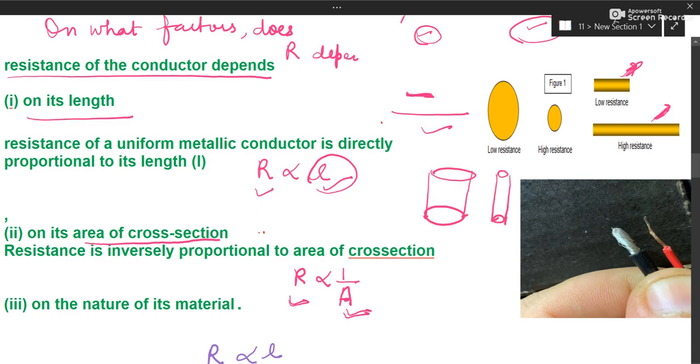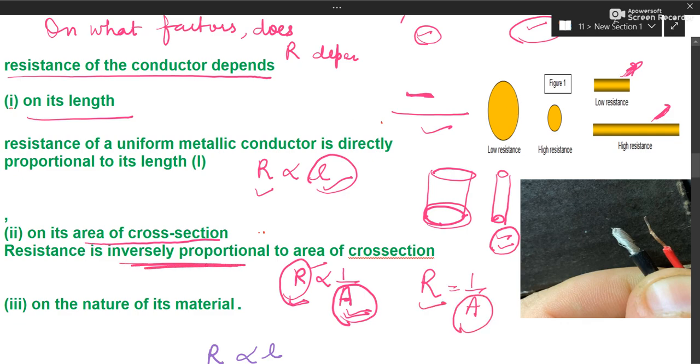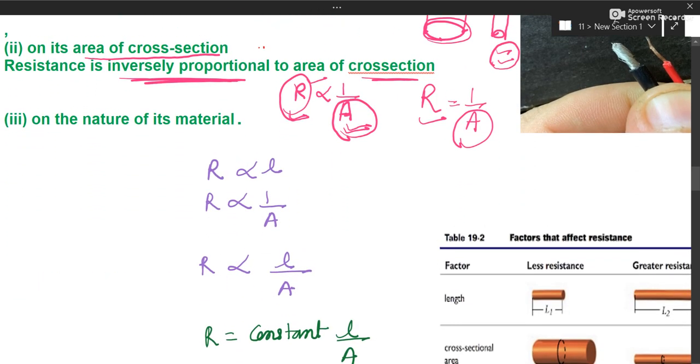So which will have more resistance? The thin one. A thin wire has low area, so more resistance. A thick wire has more area, so low resistance. So resistance is inversely proportional to area of cross section. So third is nature of the material. If it is a metal or non-metal, metals are good conductors, so they will have low resistance.